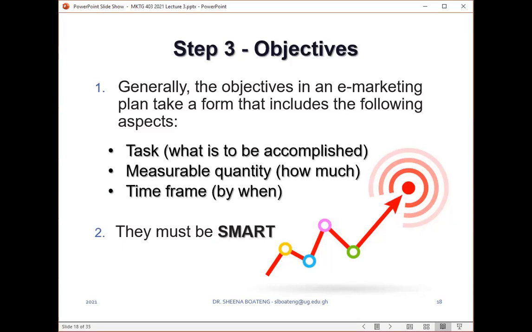And then the measurable quantity, how much of it should be accomplished, because without quantifying a task, it makes it very vague. And you do not know how much effort you have to put in to ensure that that task is completed. So it's not enough to just have the task. You need to be able to quantify that task. So for instance, if you want to get to know about your customers, how do you want to know about them? How do you quantify this information you need to know about them?